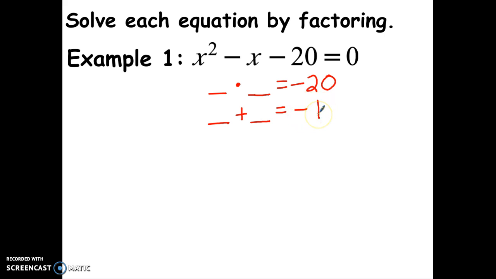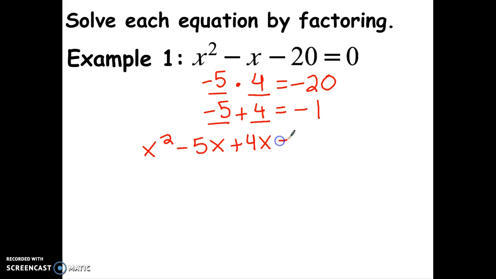So 4 and 5, in order to get -1, that would have to be a -5 and a +4. -5 plus 4 gives us -1. So if I put those same numbers here, will I get -20? Absolutely. So those are our two numbers. Now remember, we're going to replace our b term with these two numbers we just came up with. So we have x squared minus 5x plus 4x minus 20 equals 0. Okay? So we have just rewritten it, replacing the b term.